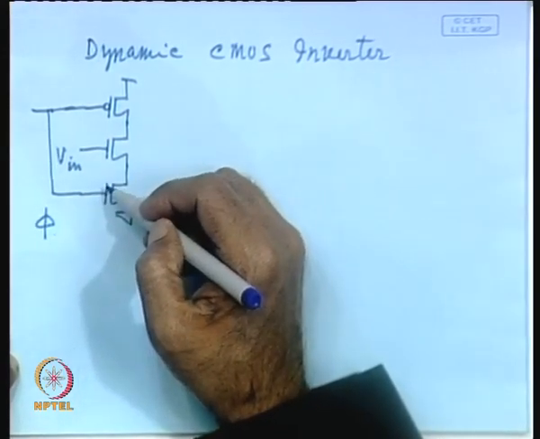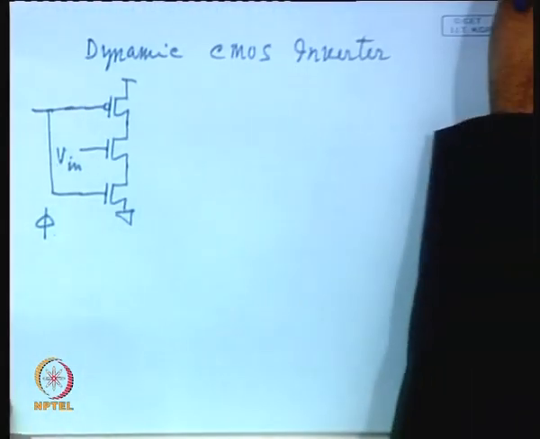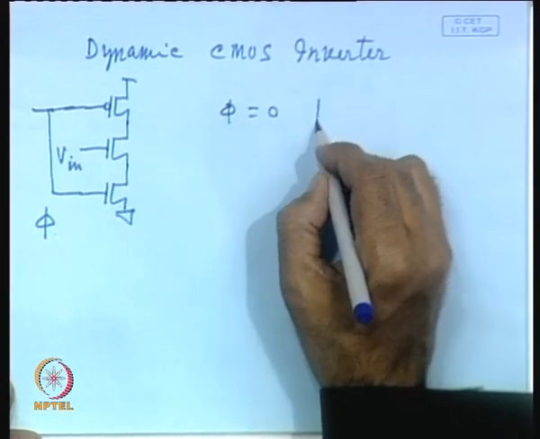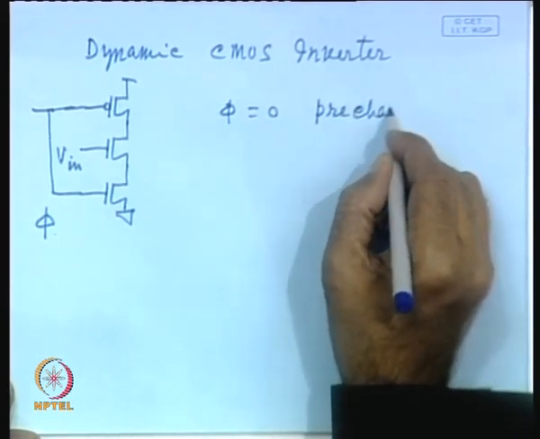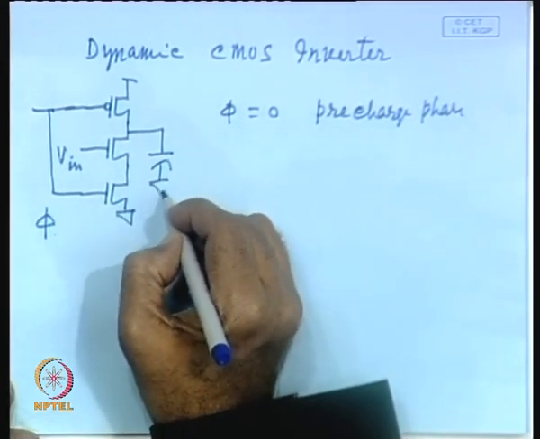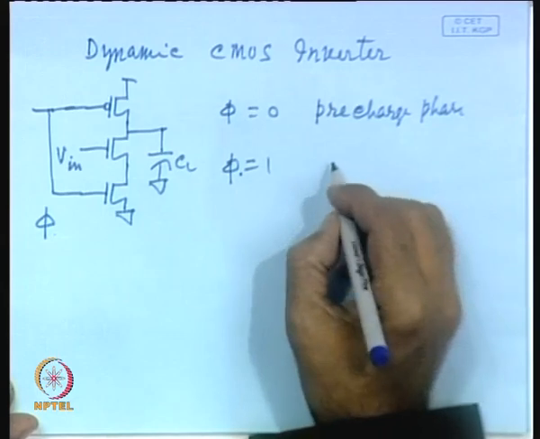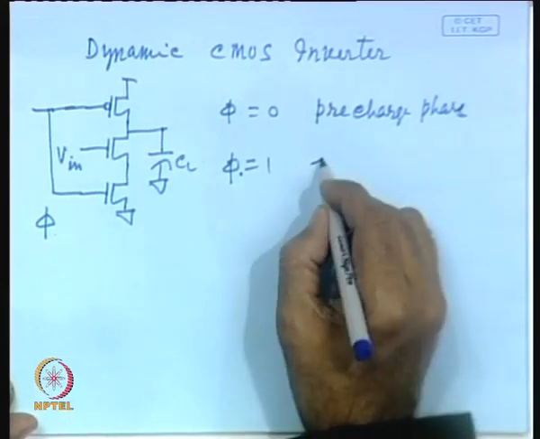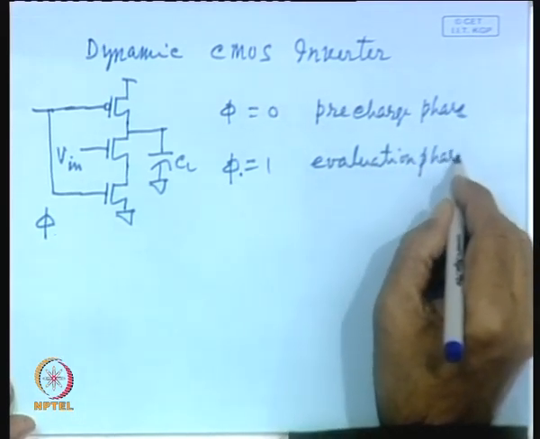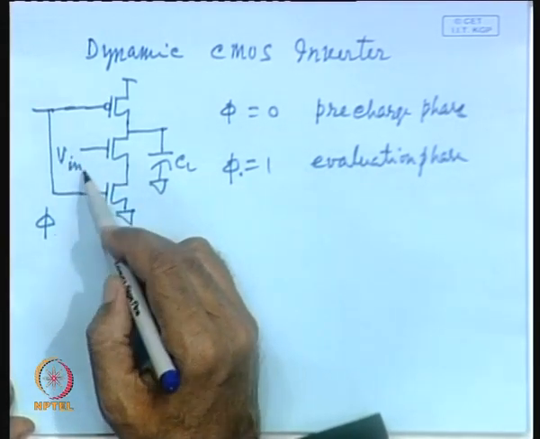The operation is identical to the inverter that we have discussed, the two phase dynamic NMOS inverter. Here what happens when phi is equal to 0, it is in the precharge phase. This output charges to high logic level, and when phi is equal to 1, then it is called the evaluation phase. The output is evaluated depending on the input, this VIN.